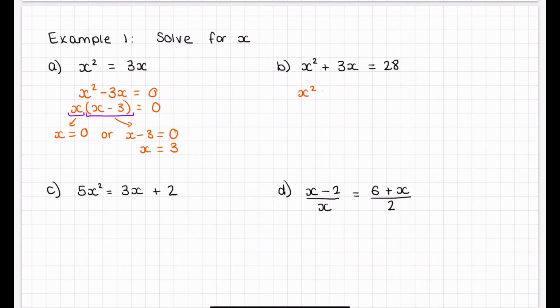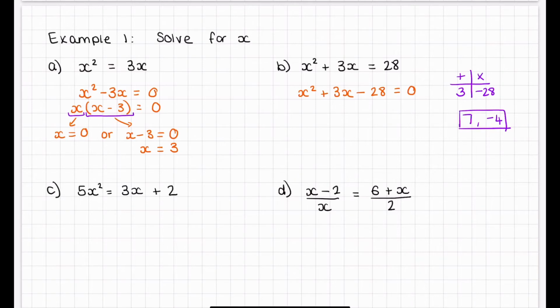We're going to have x squared plus 3x minus 28 equals 0. This one we can solve by factorising. We want two numbers that multiply to get negative 28 that will add to get 3. Just as we did in term 1, we have our multiply, negative 28, and our add, which gives the b value, 3. If we find those two numbers, we'll have 7 and negative 4. 7 times negative 4 is negative 28. 7 plus negative 4 is 3.